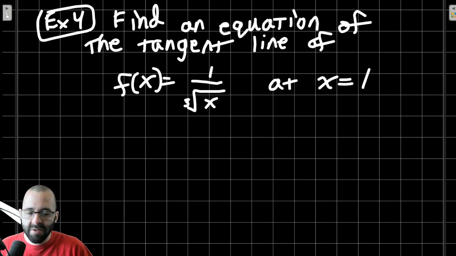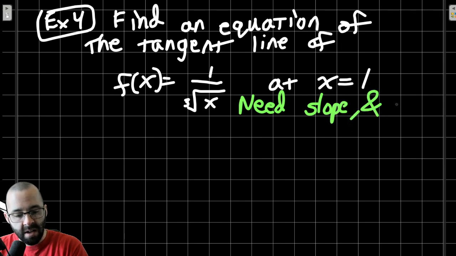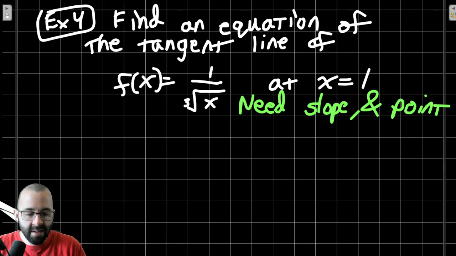So we need to find an equation of a tangent line. So what do we need? What do we need to find an equation of the tangent line? Well, we need the slope of the tangent line, and we need a point. Once we find the slope of the tangent line and a point, well, we have point slope form. We've done that before. So we really just need the slope of the tangent line.